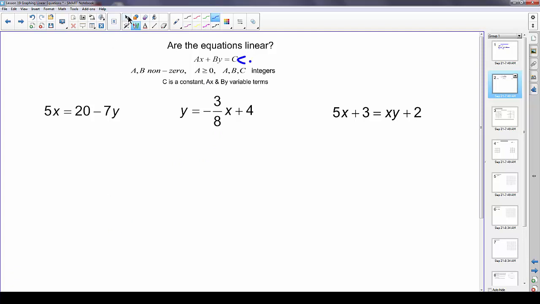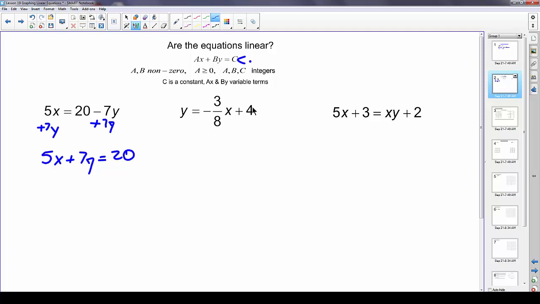So once again, we try to make sure that the ax and the by term are on the same side of the equation, and I can do that here by adding 7y to both sides. But since these aren't like terms, I have to just list it as 5x plus 7y equals 20. And this fits the bill on all this. A and b are non-zero. The a term is greater than or equal to 0, and everything is an integer.